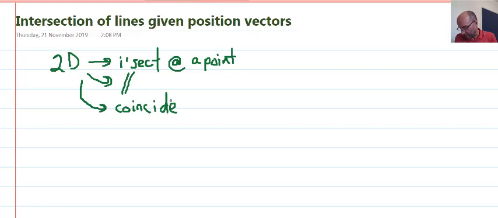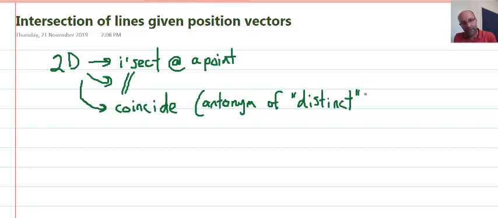Now, coincide is basically the opposite to the word distinct. So it's an antonym. Okay, so if lines are distinct, you can clearly tell that they're two different entities, but coincide is sort of the opposite of that. Let us extend on this now into 3 dimensions and into some further refinement of these ideas, especially involving position vectors.